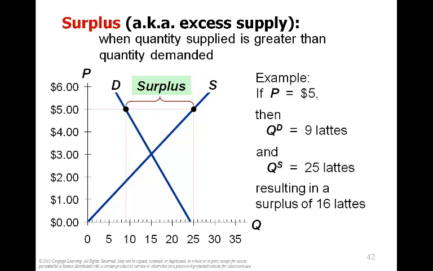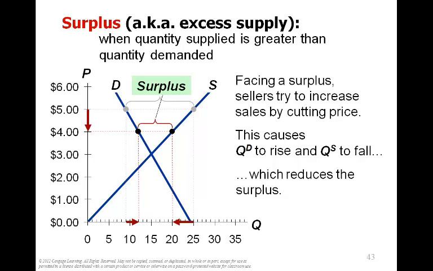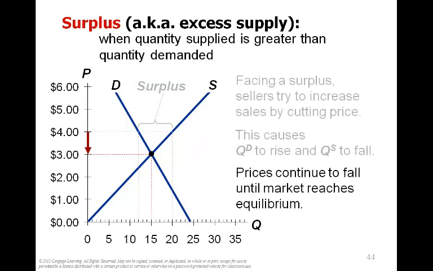Well, this excess supply or surplus of lattes would give suppliers an incentive to lower their price in order to sell the unsold inventory. So maybe they would try dropping their price to $4. Well, at a price of $4, they still wouldn't be able to sell all of the lattes that they want to make. They'd have to drop their price even more, and the price is going to keep falling until the price equals the market equilibrium price.